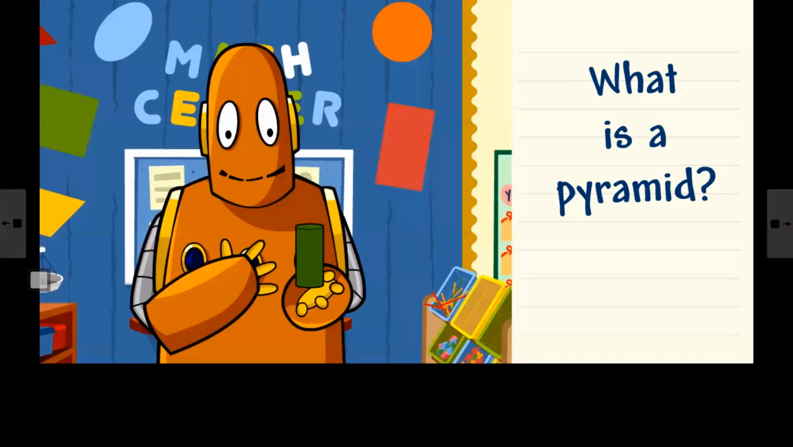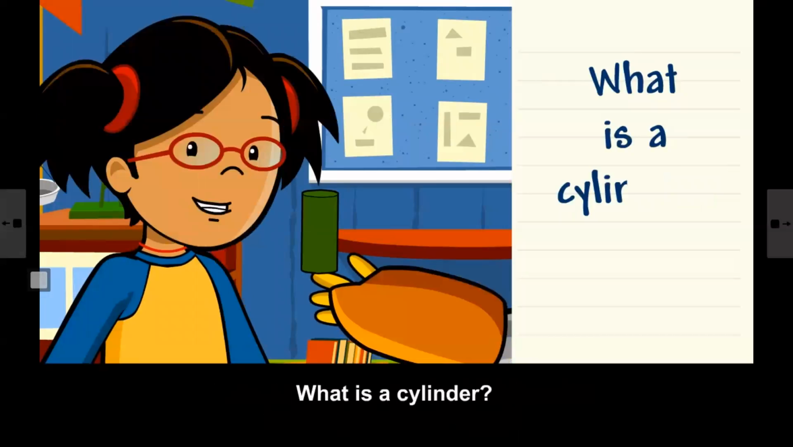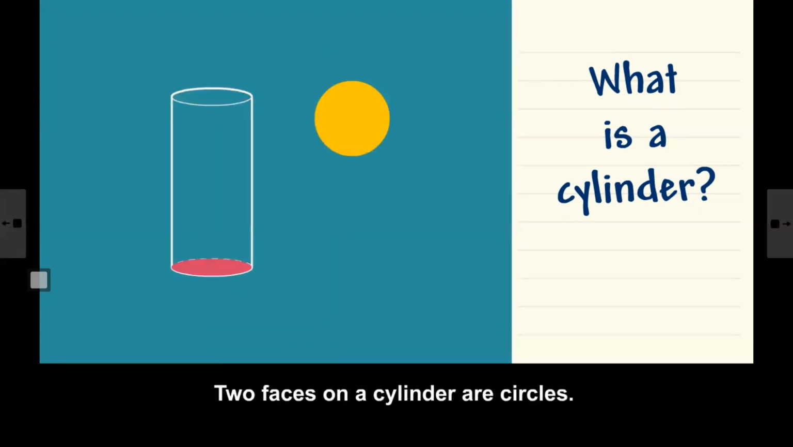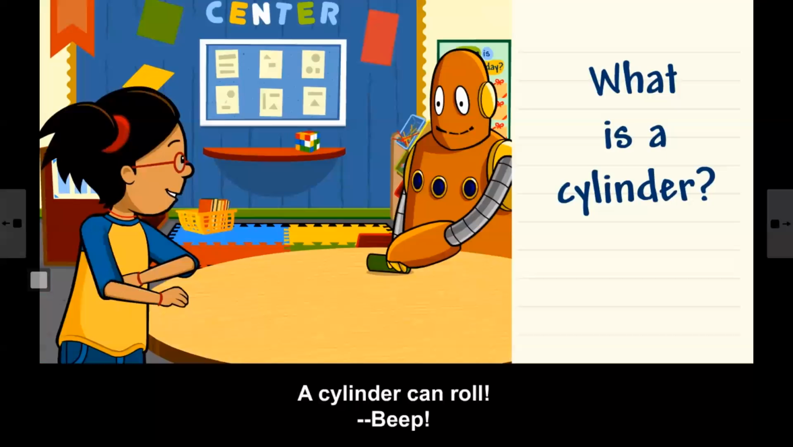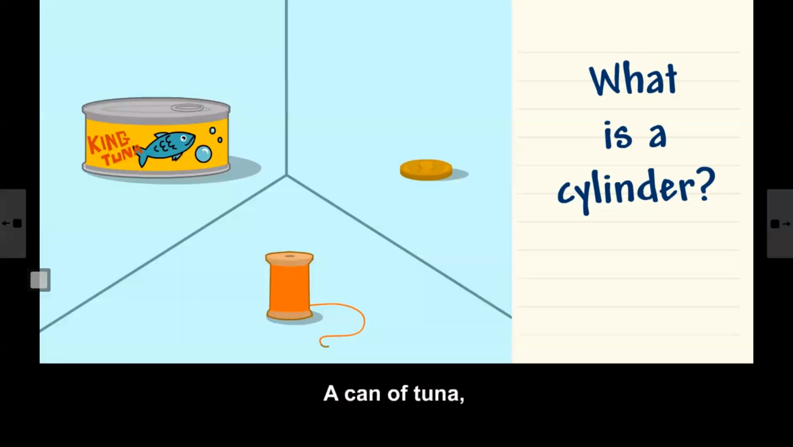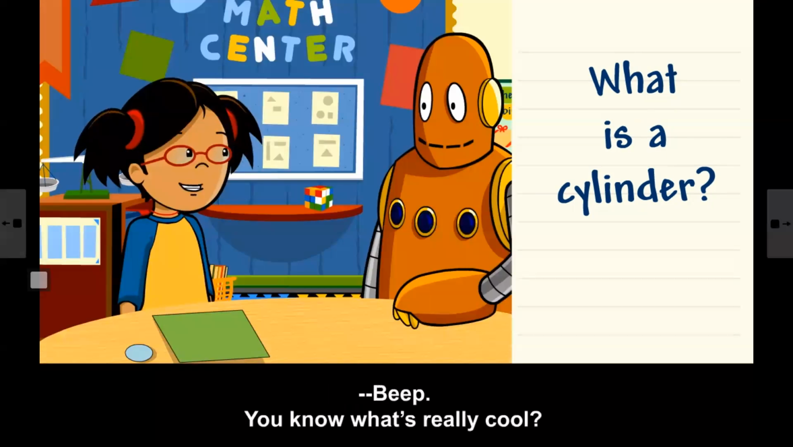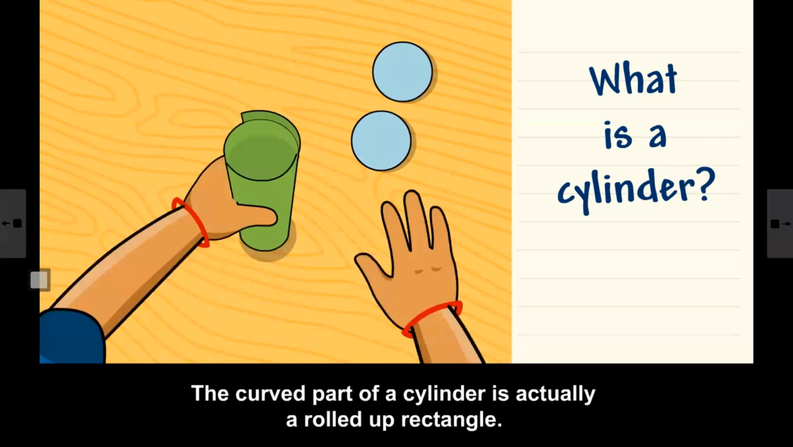What is a cylinder? It has no vertices and a curved surface. Two faces on a cylinder are circles. A cylinder can roll. A can of tuna, a penny, and a spool of thread are all cylinders. You know what's really cool? The curved part of a cylinder is actually a rolled-up rectangle.